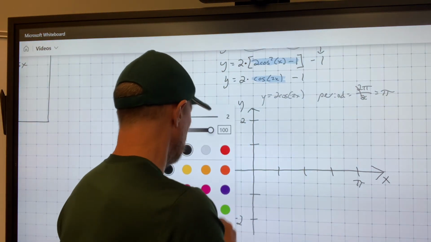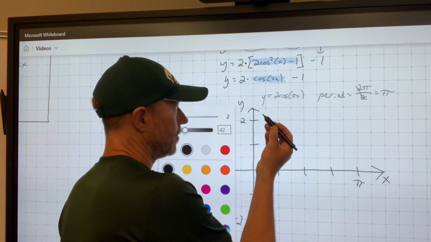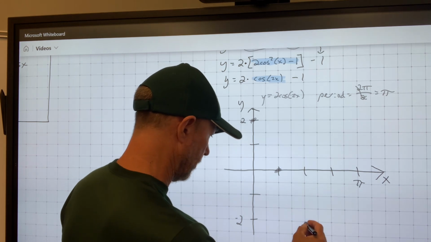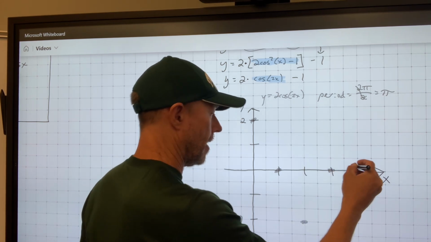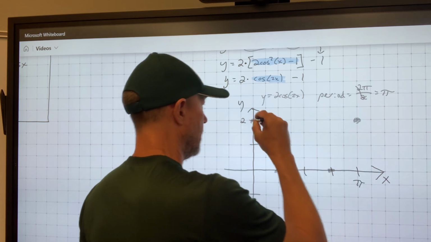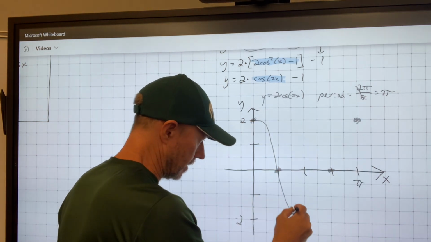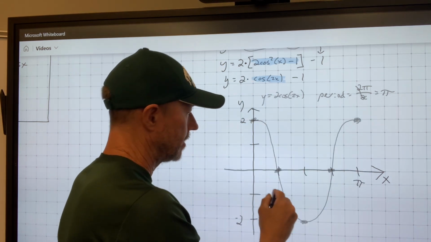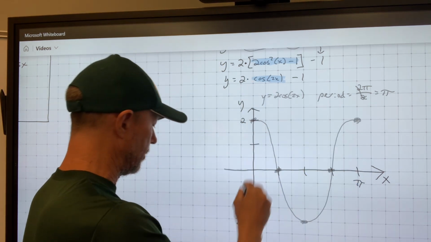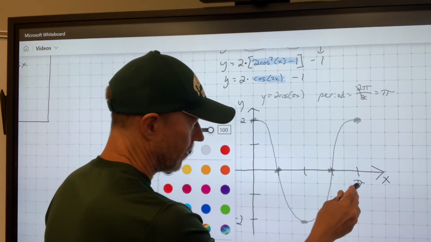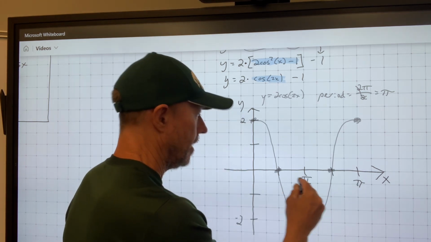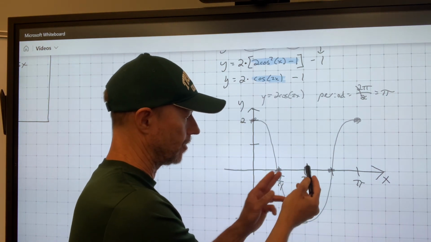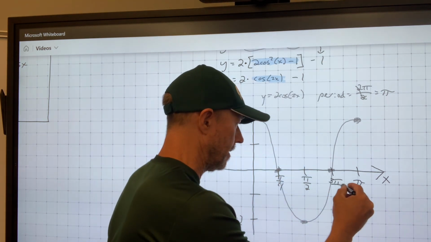So I'm going to start my wave. Cosine starts at its peak, so I start at 2, go to 0, go to negative 2, go back to 0, and then end up back at its peak. And a cosine wave looks like this. And there we have this graph. Its period is pi, its amplitude is 2. And we'll label these: if this is pi, this is half of pi, and this is a half of pi, which is pi fourths. So that's 1 pi fourth, 2 pi fourths, 3 pi fourths. So I have my axes labeled.